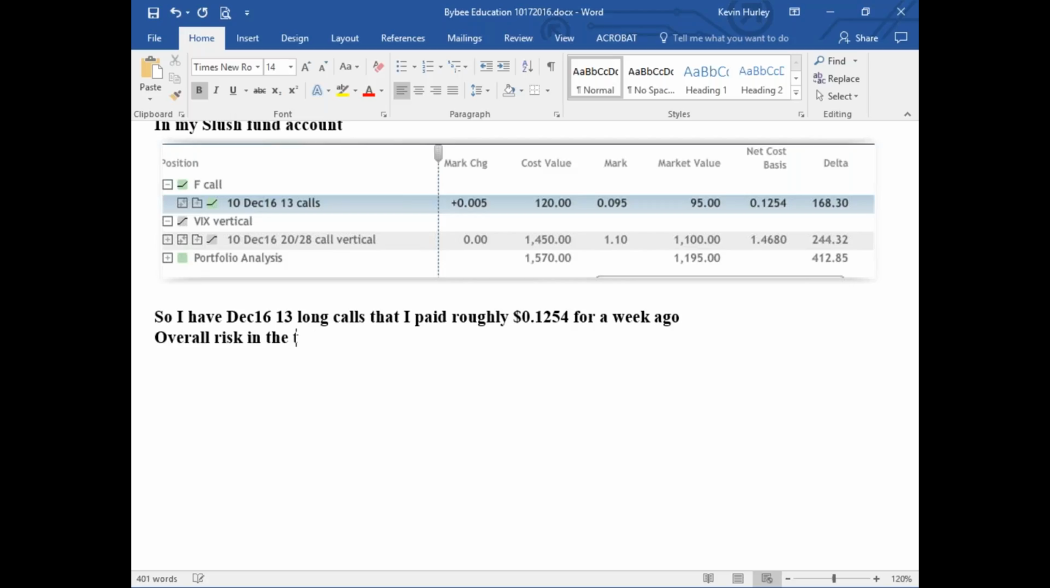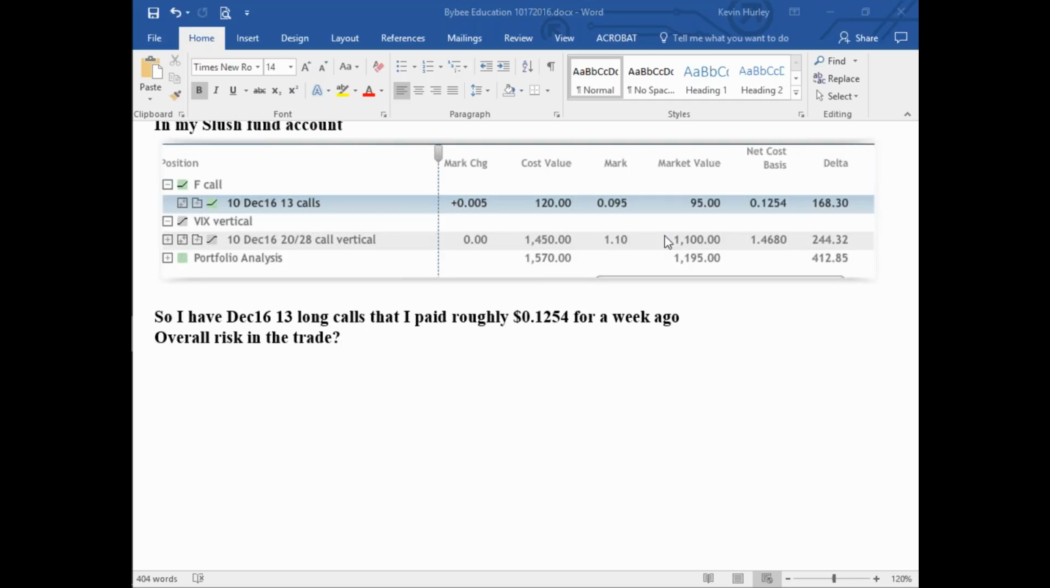Overall risk in the trade. It's a directional long call. What's my overall risk in this trade on 10 contracts, actually? It looks like it's 10 contracts. Yep, 10 contracts with a cost basis, including commissions, of $12.54.